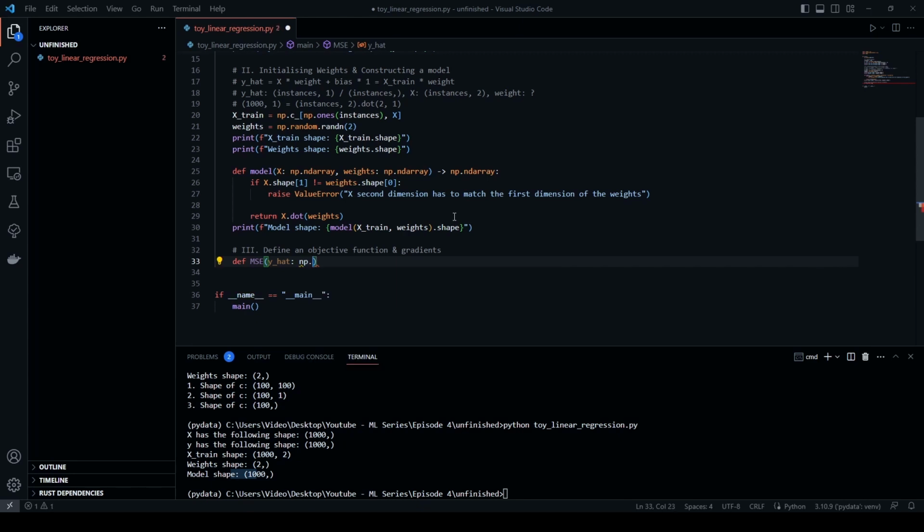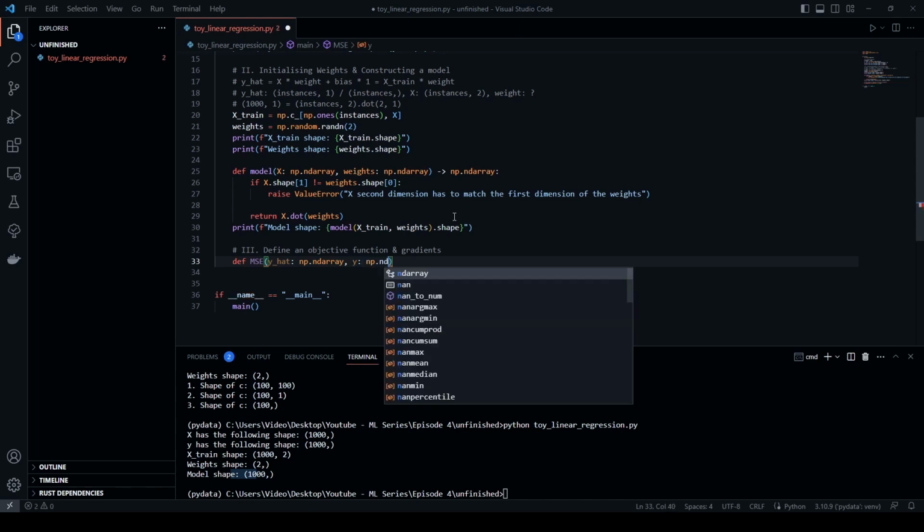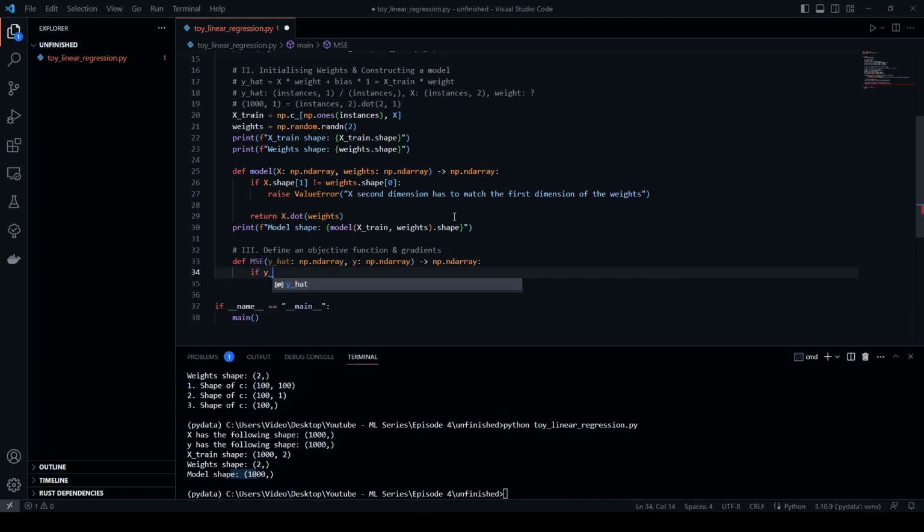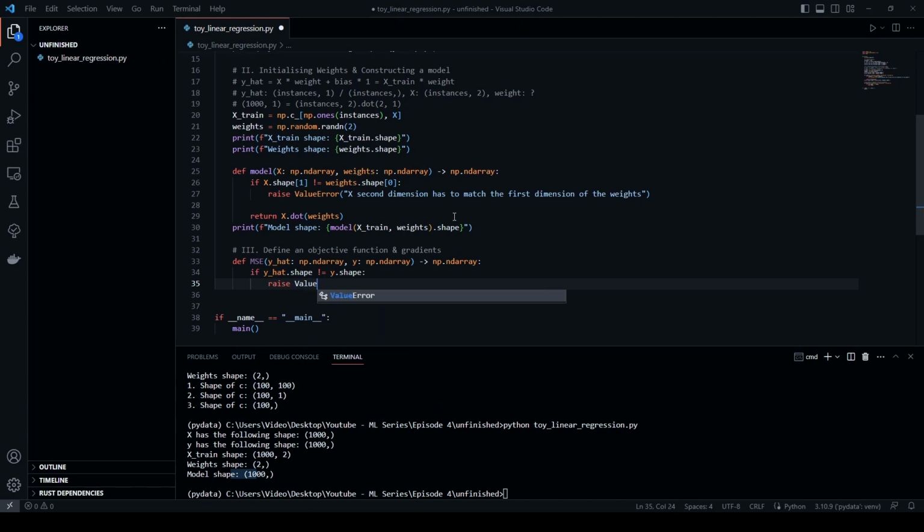So for the mean squared error we need y hat. Why is that objective function very popular? Well, that is because it's a convex function, so when we apply gradient descent we can be sure that we get very close, at least, to the optimum solution. And here we can also say: if the y hat shape doesn't match the shape of y, then something must be wrong.